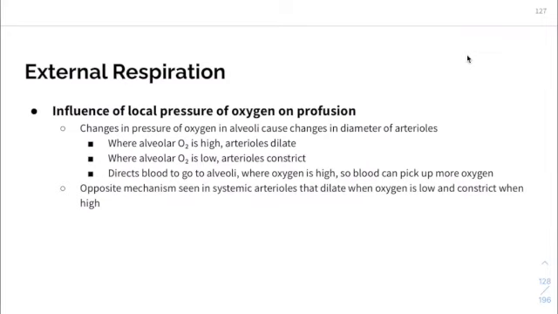So as I just kind of stated, oxygen can change the size of the arterioles in those capillaries. So if we have a lot of oxygen in our alveoli, we need to get rid of some of that. So we're going to make the blood vessels bigger. If there's not enough oxygen in our alveoli, we're going to constrict those arterioles. So it gives time for more oxygen to collect into our lungs.